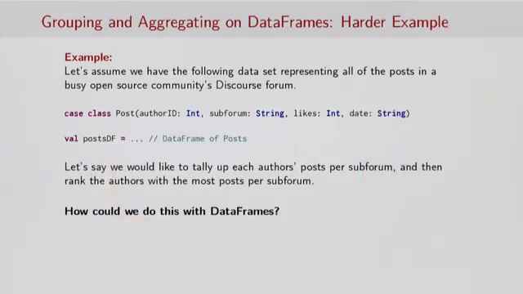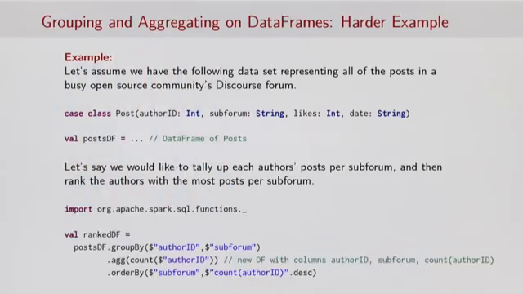Now, assuming that we have a DataFrame full of these posts, let's say we'd like to tally up each author's posts per subforum, and then rank the authors with the most posts per subforum. Basically, we want to count up all of the posts that people are making in each subforum, and then figure out who was the person with the most posts in each subforum. So maybe we're going to give this person a community award or something, so we want to know who's the busiest in each one of these subforums, okay? How could we do this using these grouping and aggregating functions on DataFrames? I'll give you a few minutes to try it yourself.